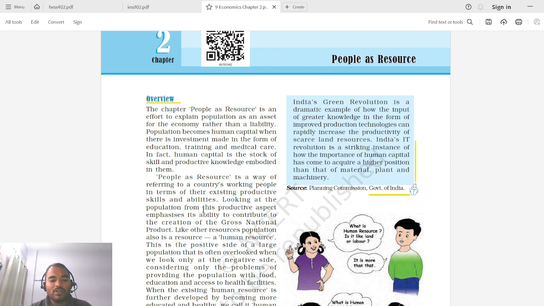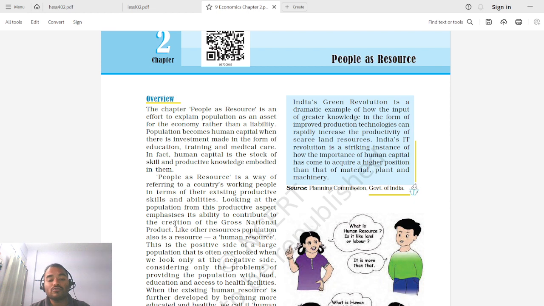So looking at the population from this productive aspect emphasizes its ability to contribute to the creation of the gross national product. So whenever the population of a particular country are educated and have skills, it means they have transformed their people into a resource.